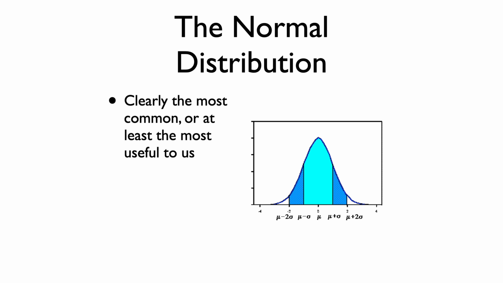The most common, or at least the most useful one to us, and it's just a probability distribution. They're just probabilities on the y-axis and scores on the x-axis. So instead of just points for 1 to 6 die rolls, because again, those are discrete events, here this is a continuous variable. That means all these values are possible.